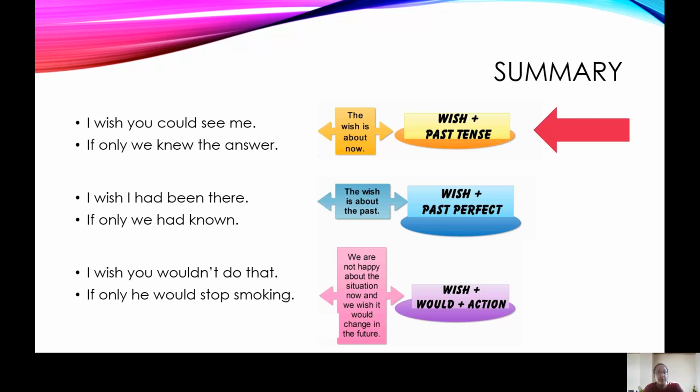Wish with the past tense, we can use that with a result to form the second conditional. Wish with the past perfect, we can use that with a result to talk about the third conditional. And we can use if only instead of I wish in any of these forms.